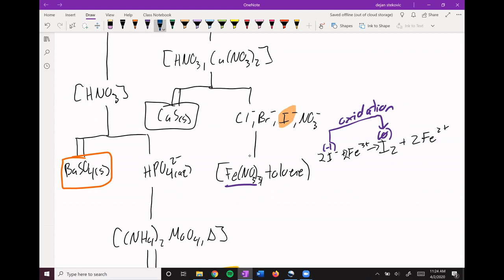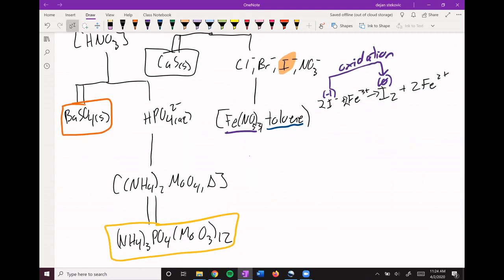Then we're going to go ahead and add some toluene to this compound. So if we take a look at our test tube, we're going to say we have water in here and it's polar. And then we're going to add some toluene. Toluene is a non-polar solvent. So we're going to have another layer here that is the toluene.